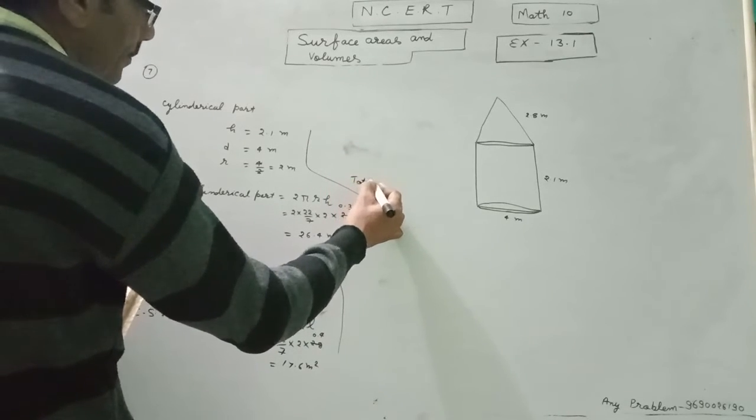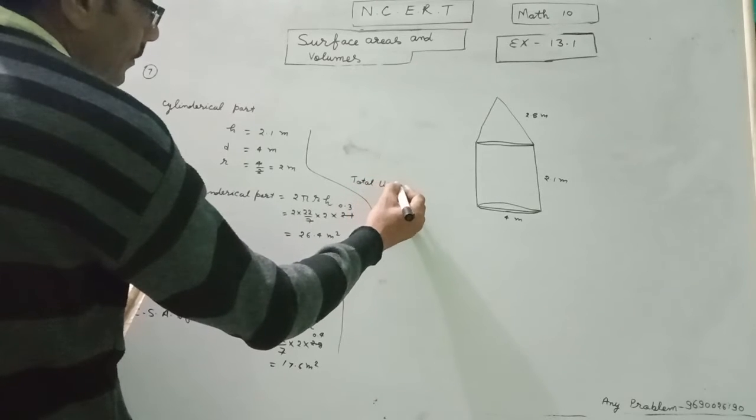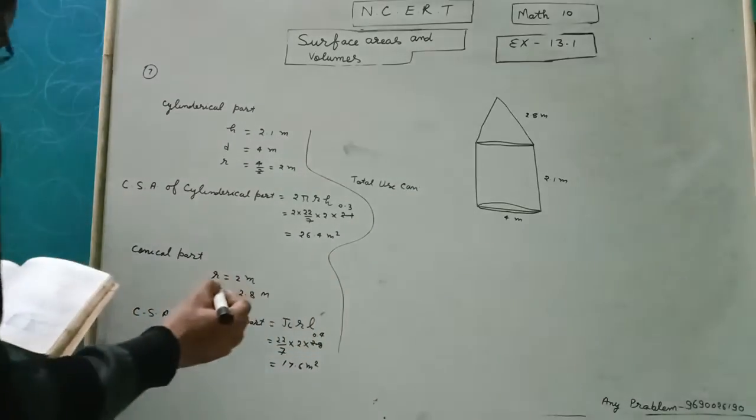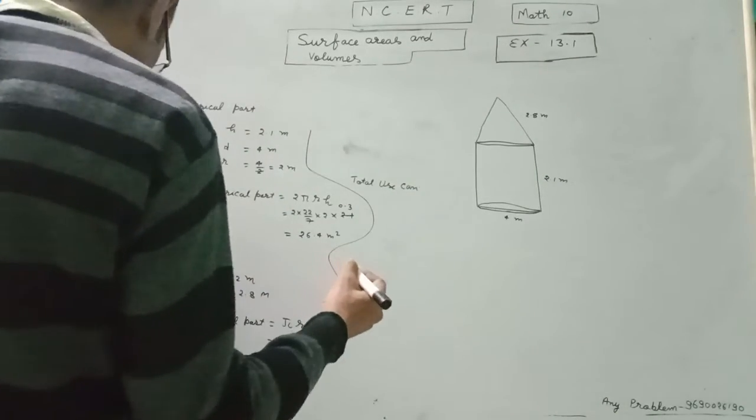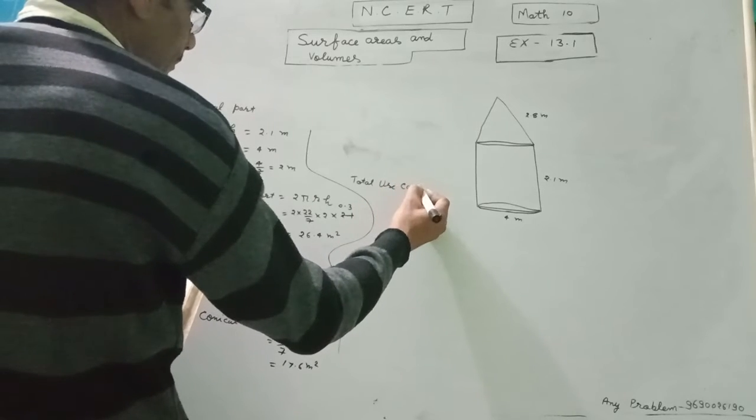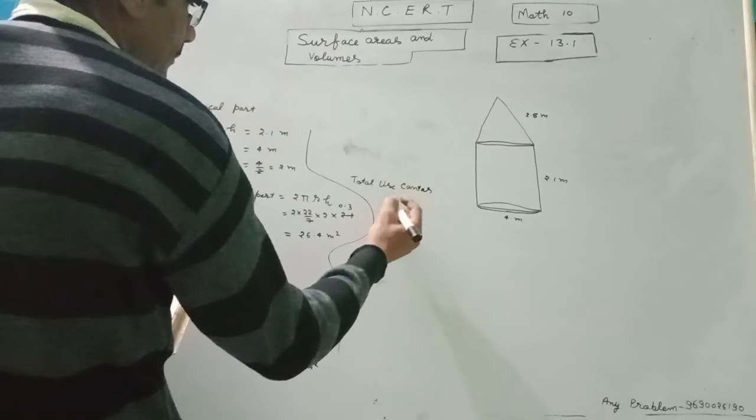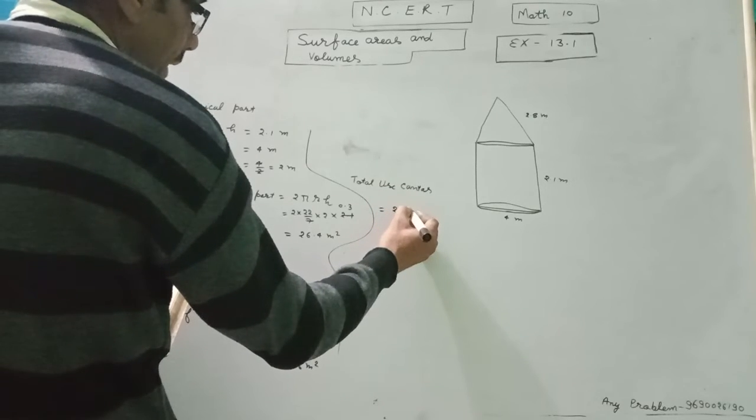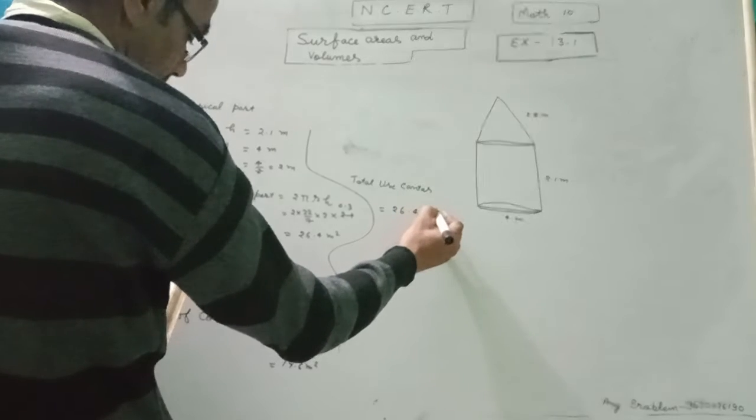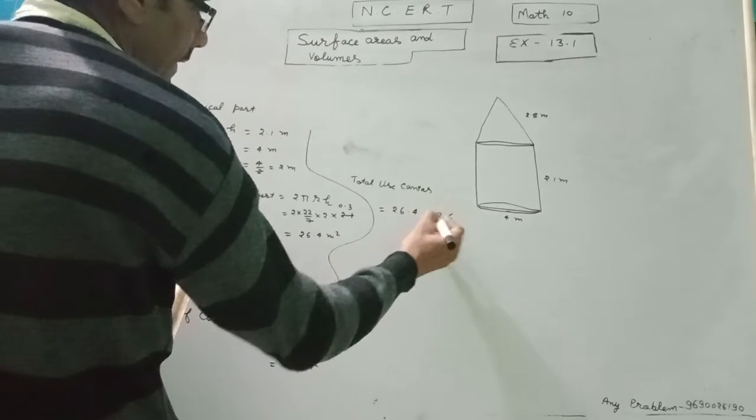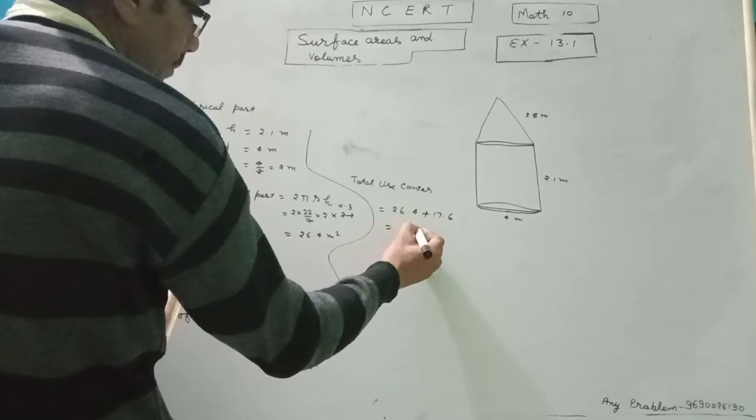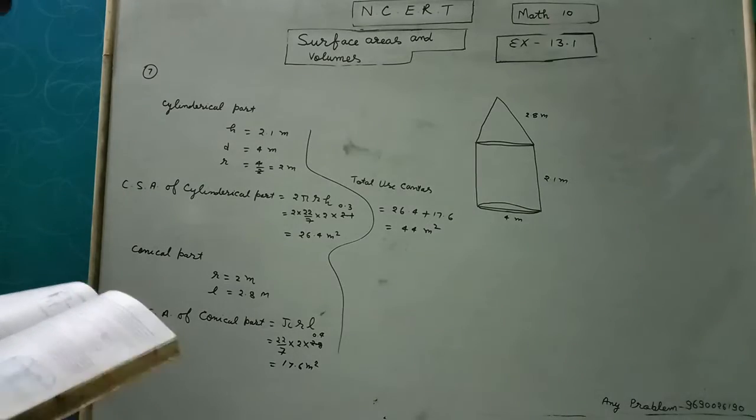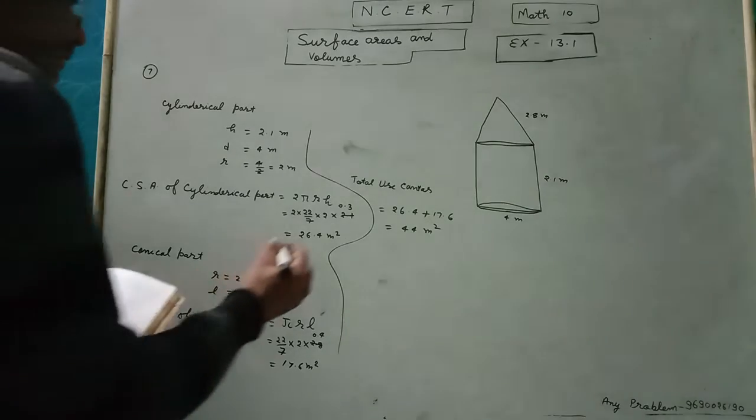Total canvas used is equal to the addition of both parts, 26.4 plus 17.6 is 44 meter square, used to make the tent.